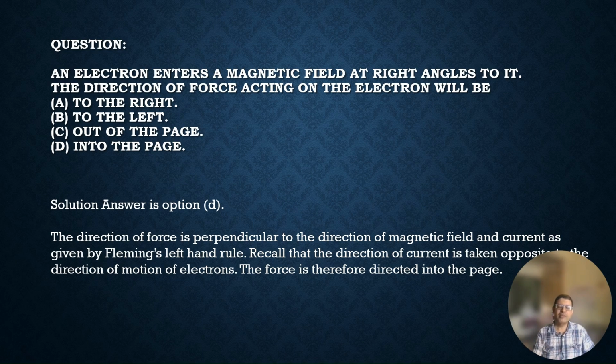We have already explained Fleming's left hand rule. You can use that to find the direction. Only remember that it is given here as an electron, and the direction of current is opposite to the flow of the electron. So you have to consider the direction of the current with respect to the magnetic field.